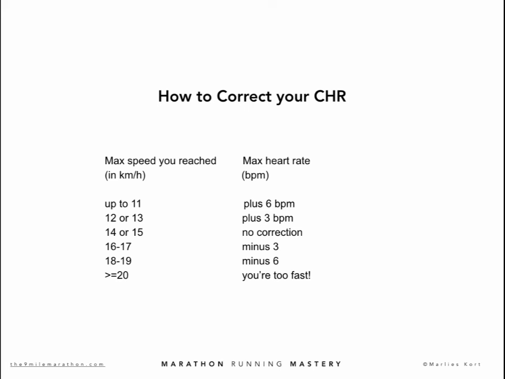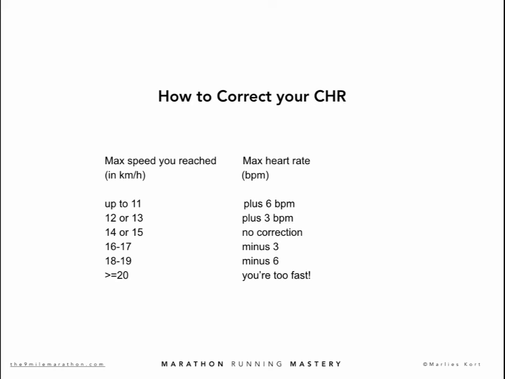When you have reached a max speed of 11 kilometers per hour, you have to add 6 beats per minute to your final reading of your heart rate. When your final speed was 12 or 13 kilometers per hour, you have to add 3 beats per minute to your final heart rate reading. In this example, the final speed you reached was 12 kilometers per hour. And the final heart rate was 150 beats per minute, which means we have to add 3 beats per minute to the heart rate you found. 153 beats per minute is the end result of the test.